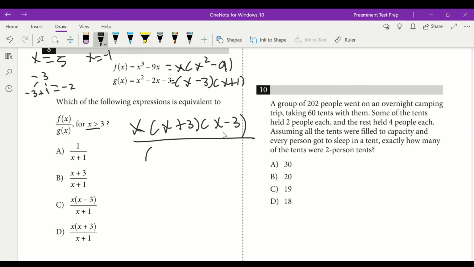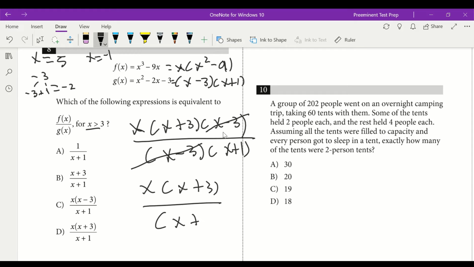Well, what do we know now? We can go ahead and put that in our denominator, so x minus 3 times x plus 1. Well, what do we see that we can do? We see we can go ahead and cancel x minus 3 and x minus 3, and that we're left with x times x plus 3 all over x plus 1, which means that our answer will be D.